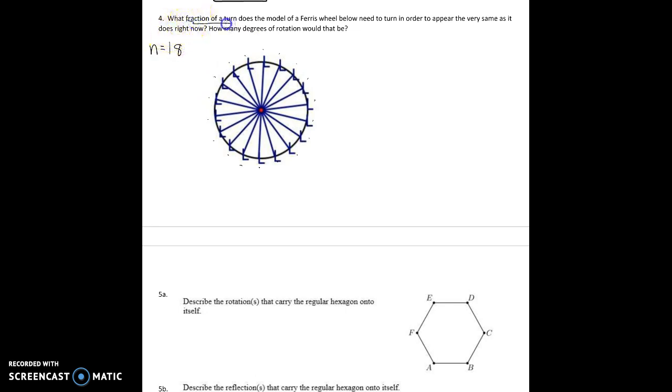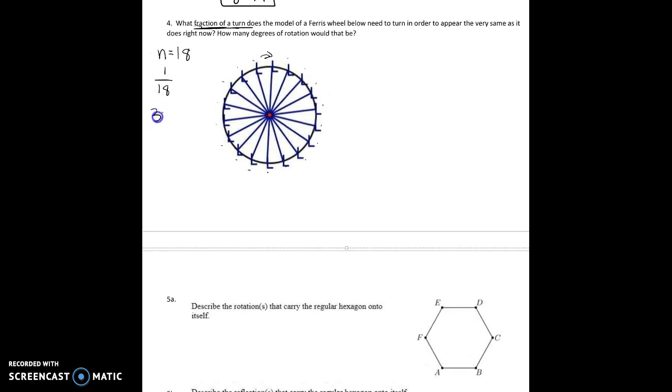So if I want to know what fraction of a turn is needed, well, that fraction of a turn would be 1/18 of a turn. So every time I turn this 1/18, there's going to be a seat at the top and it's going to look the same as it does right now. If I want to figure out how many degrees that is, that's easy. We're just going to use that formula, 360, and divide by the number of sides, which is 18. So 360 divided by 18, that's 20 degrees. So every 20 degrees, this Ferris wheel is going to look the same.